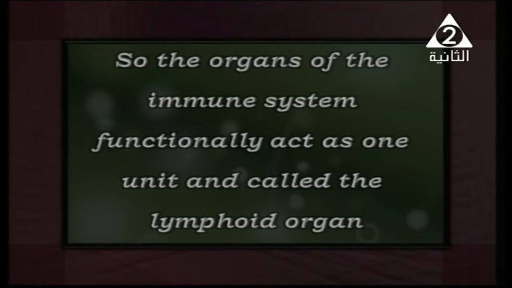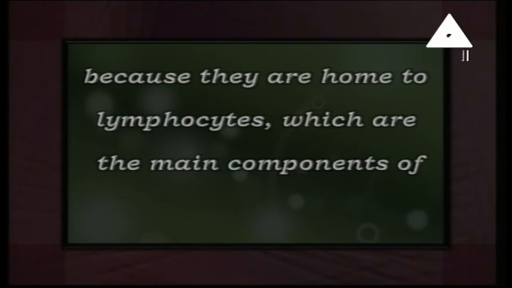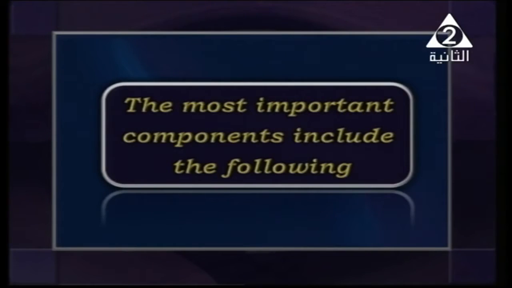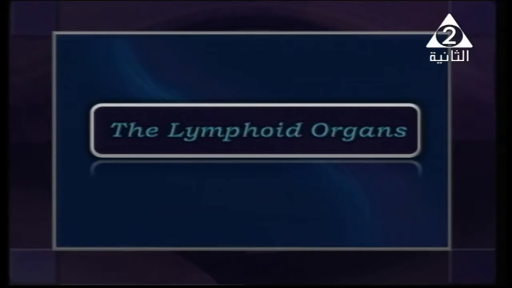This unit is called what? Lymphoid organs. Because of what? Because they are the home to the lymphocytes, as we're going to study in detail, which are the main components of the lymphatic system. Okay? What are the most important components included in our immune system? The lymphoid organs.